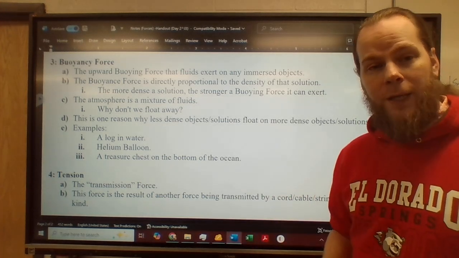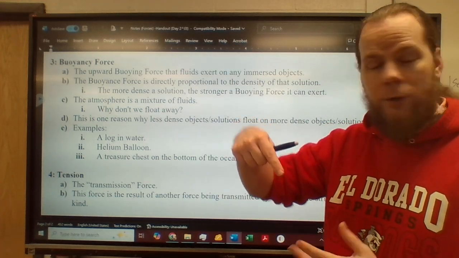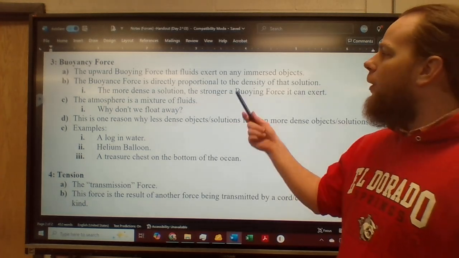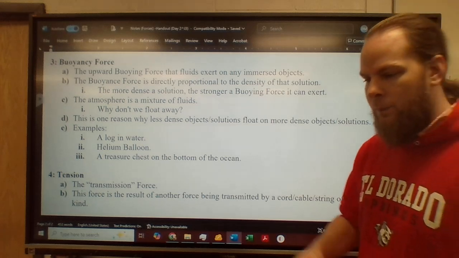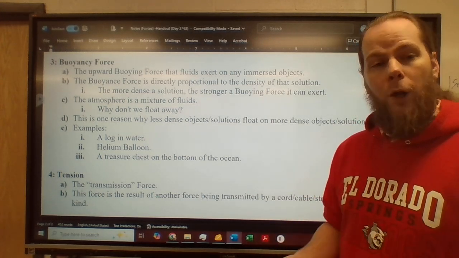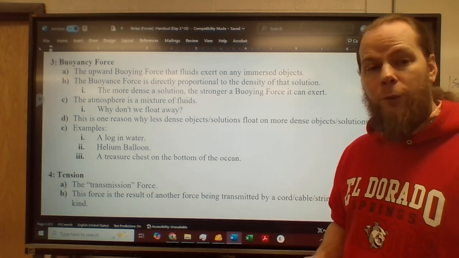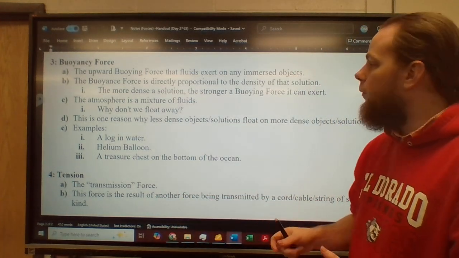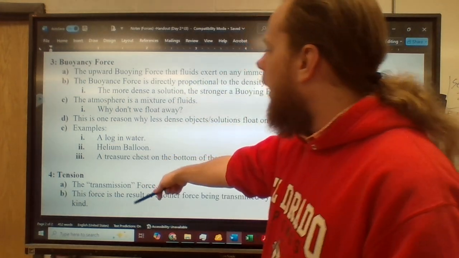So, buoyancy force is the upward or buoying force that fluids exert on anything that is immersed. Immersed means surrounded by. So, if you have an ice cube and you push it down in the water, it's immersed in the water. Your finger is also immersed in the water if you put it in the water. Buoyancy force is directly proportional to the density of the fluid, which is what I was saying a second ago. Mercury is going to exert a greater buoyancy force than water. Water exerts a greater buoyancy force than air, but they all exert a buoyancy force. If it is a fluid, that means gases or liquids, then it's going to exert a buoyancy force. The atmosphere is a mixture of fluids. We don't float away. Already talked about that.